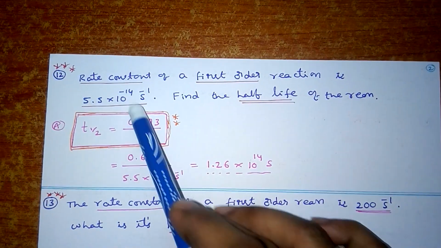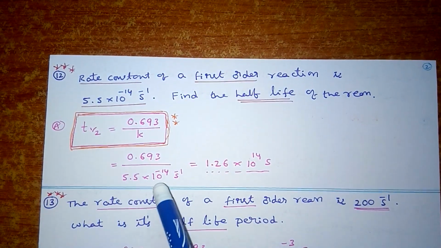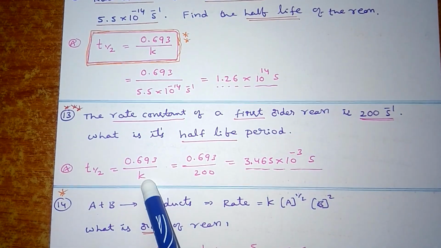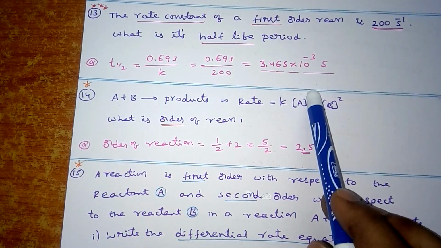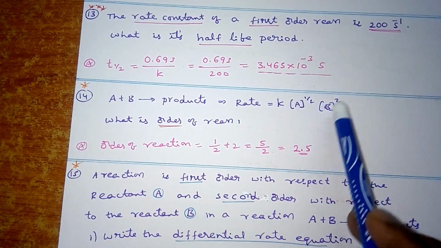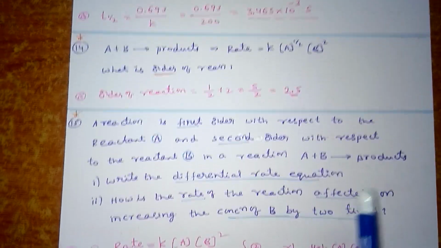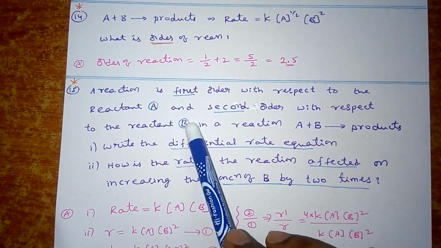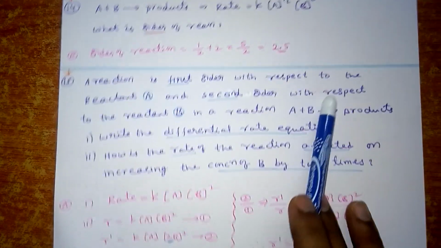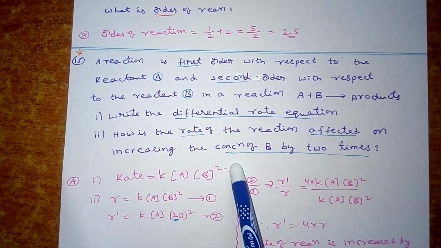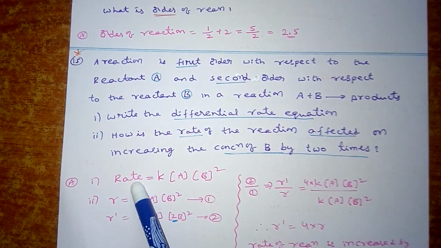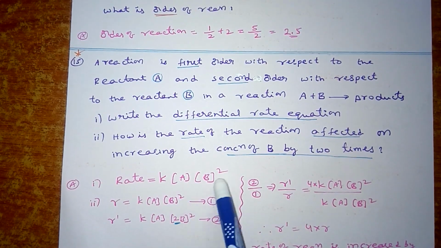Here the rate constant K is given, you have to calculate the half-life. Again, this model also similar, right? K was given, you have to calculate the t1/2. Next, here the sum of the powers is nothing but the order. Next question, right? Here it is given first order with respect to A, second order with respect to B. Then they are asking the differential rate equation. A power 1, B power 2, nothing but third order, sorry. Here this is the rate expression, rate equal to K into [A] [B] power 2.